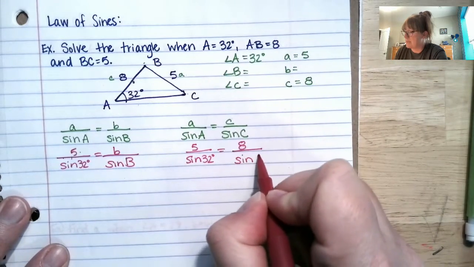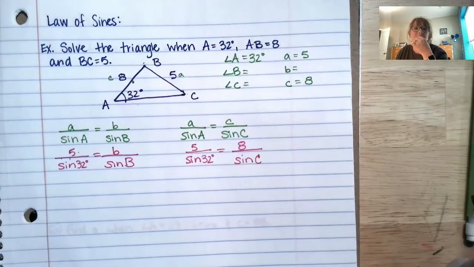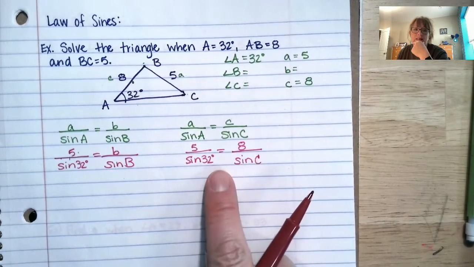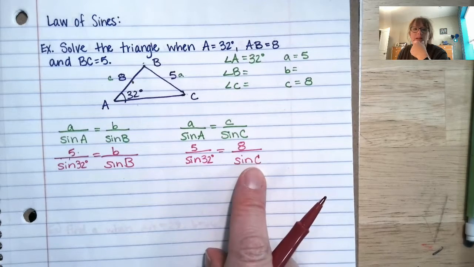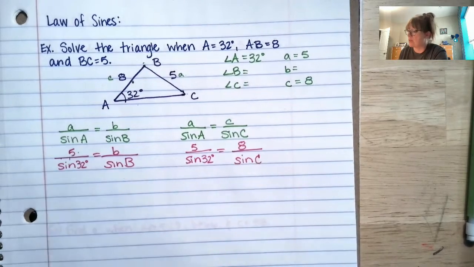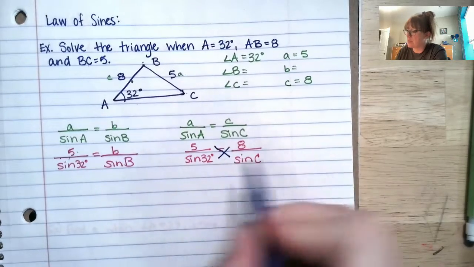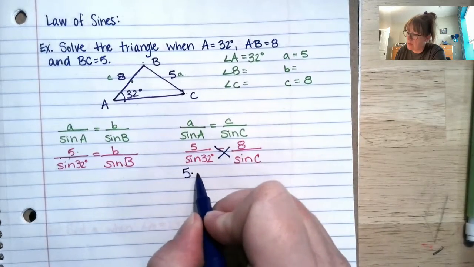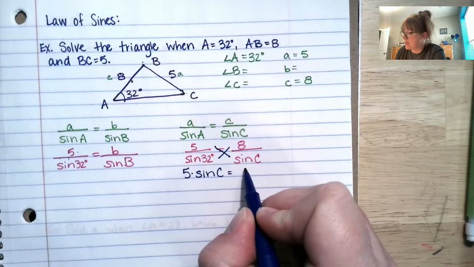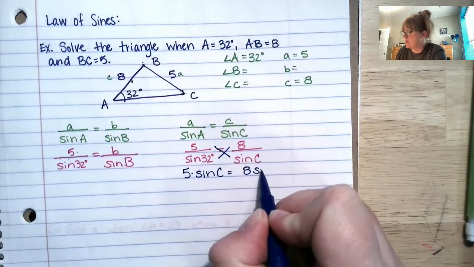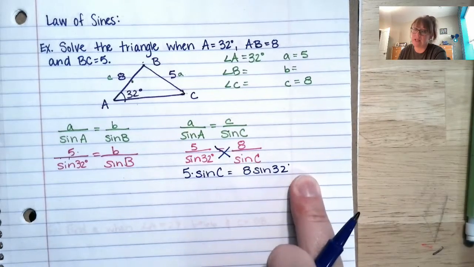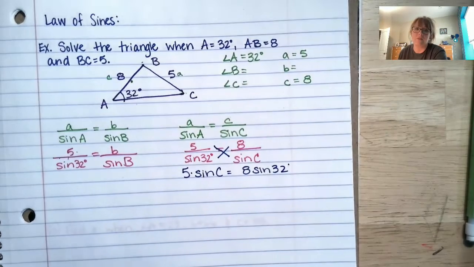Sine big C, we don't know. Okay, so this fraction or ratio has one unknown, so we can start with that proportion. Let's go ahead and cross multiply, because when we have a fraction equals a fraction, we can cross multiply. Remember the constants go out front of the sine first, or whatever trig function we're talking about. Instead of sine 32 times 8, we do 8 sine 32.